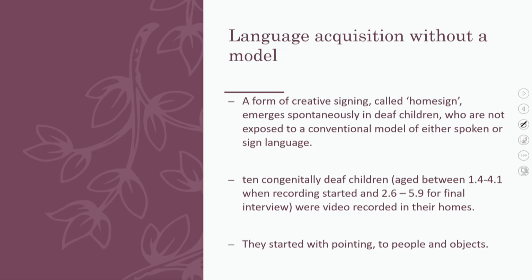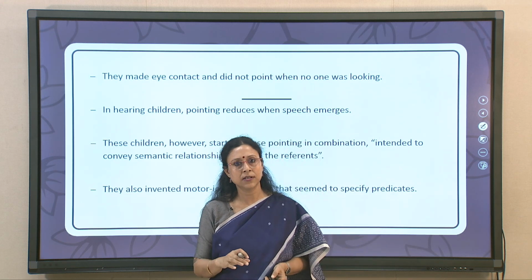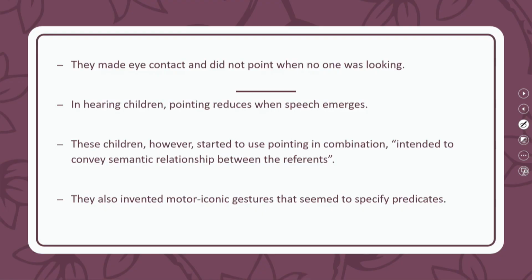Now, what they found was, during this time when the study was carried out, children started with pointing. The first kind of communication that they were trying to do started with pointing to people and to objects. Now, till here it is normal, it is similar to what other hearing and speaking children will also do. So, they made eye contact and did not point when nobody was looking. This is also fine, because by now you must already be familiar with the joint attention mechanism. So, they made eye contact and then they pointed, so that they could initiate joint attention.